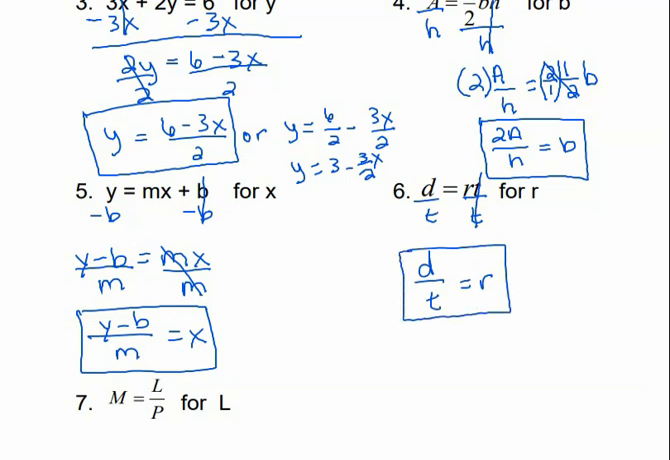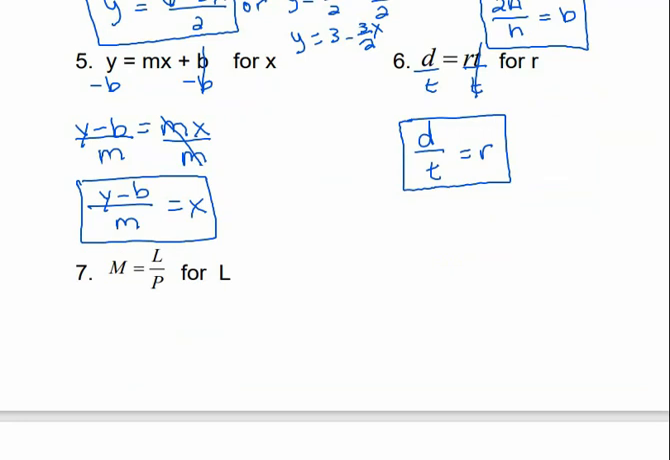And then for the last one, I have m equals L divided by P. I want to get L by itself, so I've got to get rid of the P. L is being divided by P, so I'm going to multiply both sides times P. Alright, so these would cancel, and I'm left with PM, or you could write MP equals L. And that's it.